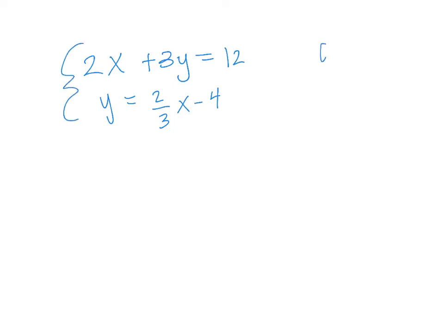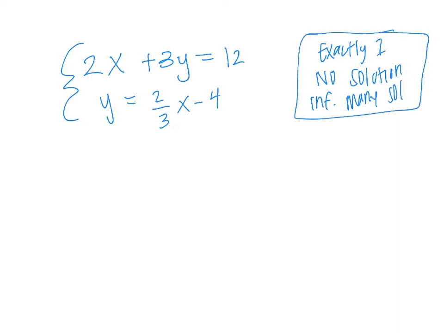Let's say that we have a system of equations, and let's say that our first one is 2x plus 3y equals 12. And let's say that our second equation is y equals 2/3 x minus 4. We are wanting to know, does this system of equations have exactly one solution? Does it have no solution? Or does it have infinitely many solutions? This is what we're trying to figure out right here.